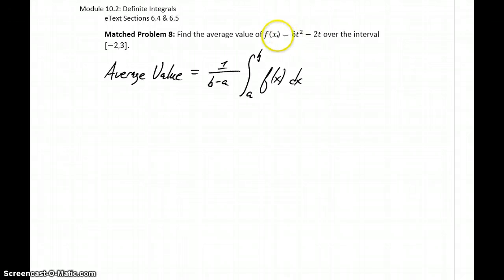So essentially, given some function, if we want to find the average value, we just find the definite integral of that function on that interval, and then multiply by 1 over the range of values that we're considering for x.